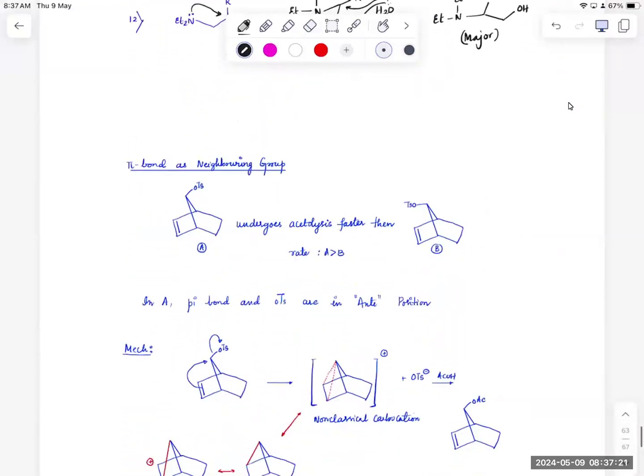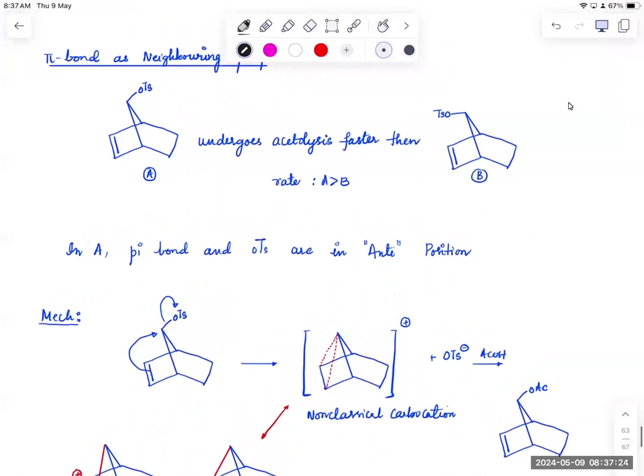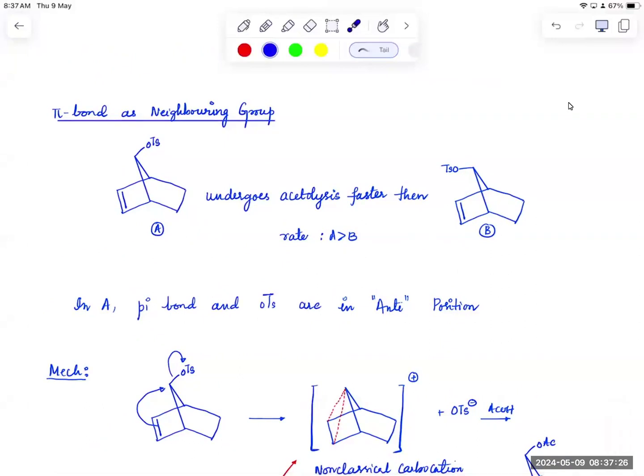See the pi bond as a neighboring group. In this case, I have the OTS group connected this way. This undergoes acetolysis faster than B. Why? See, the pi bond itself can connect here, removing this OTS. So the neighboring group here is the pi bond. Okay, you can notice this.